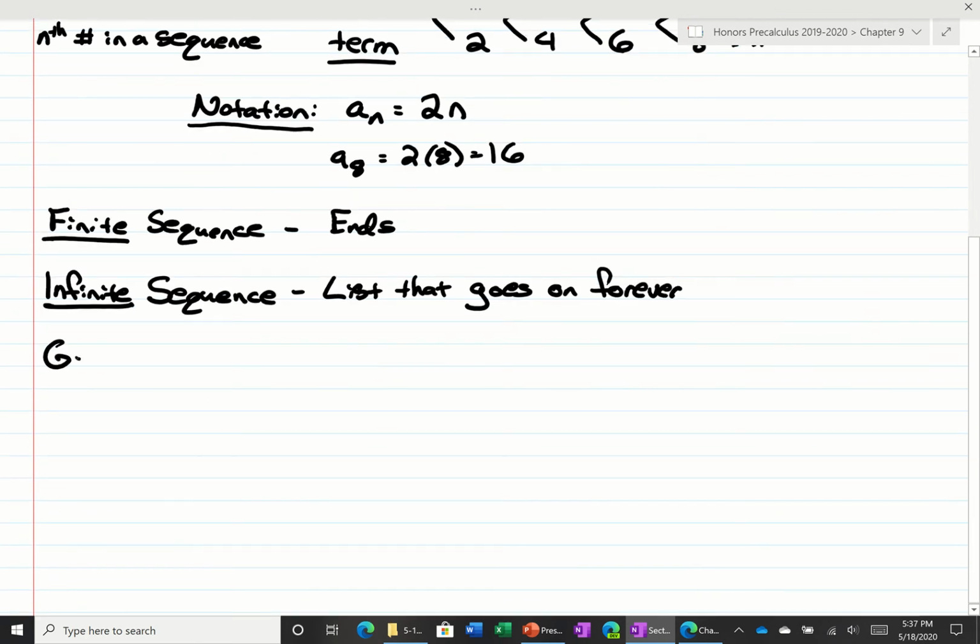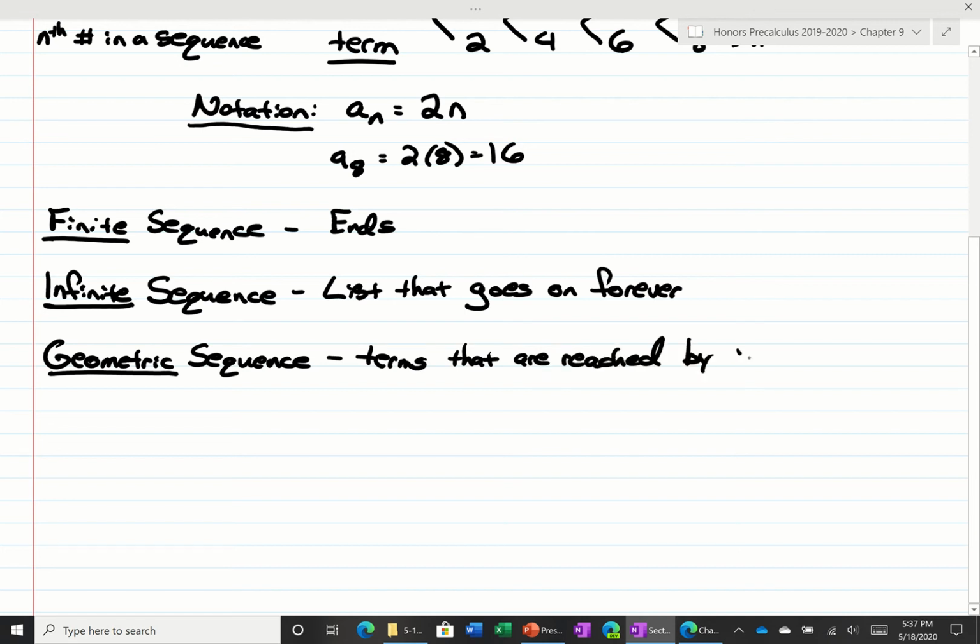We have what's called a geometric sequence. And what geometric means is that to get the next term in the sequence, you multiply the previous one by a constant. Or we could just say terms that are reached by multiplying by a constant.